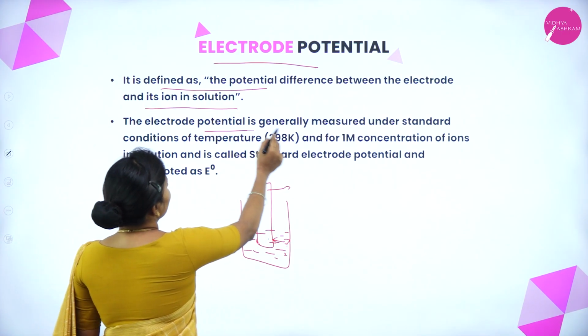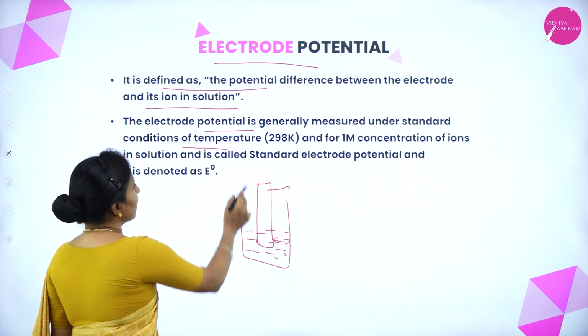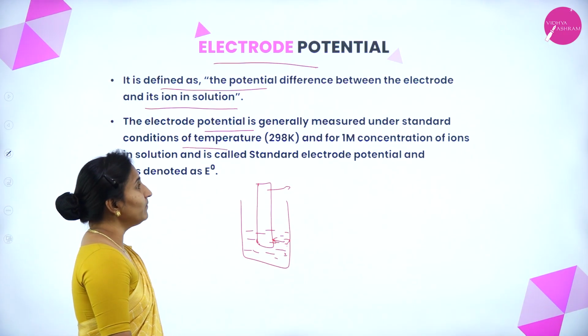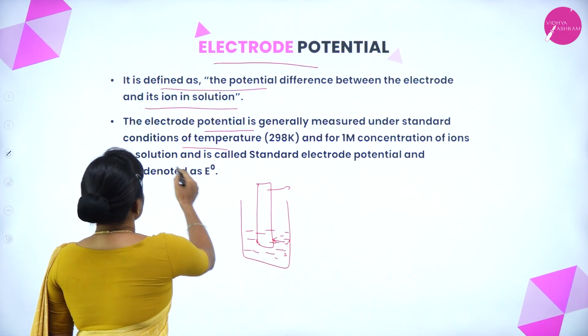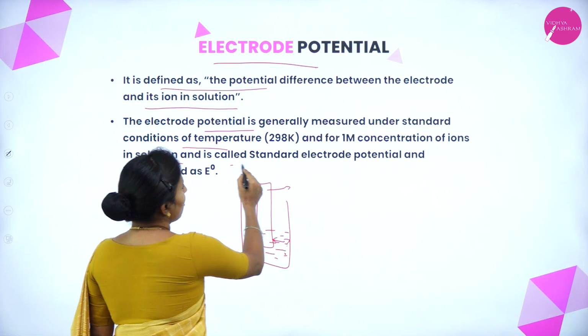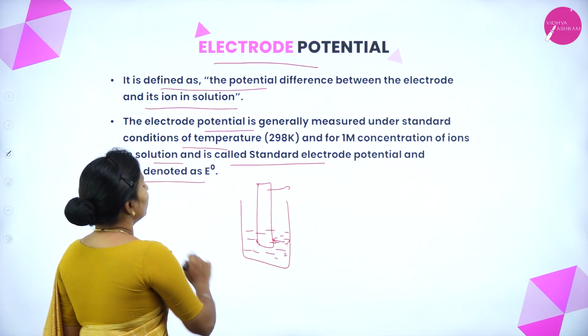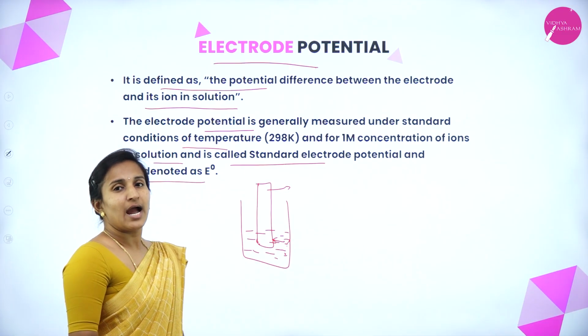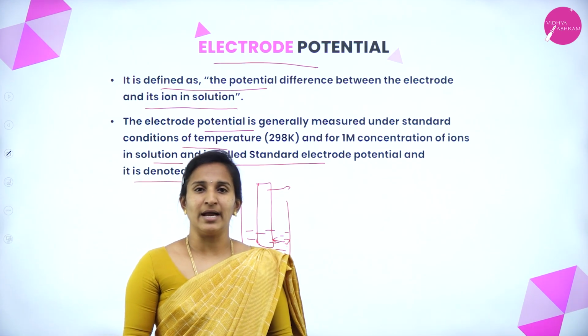Electrode potential is generally measured under standard conditions of temperature 298 Kelvin for 1 molar concentration of ions in the solution, and it is called standard electrode potential. Standard electrode potential is denoted as E0.